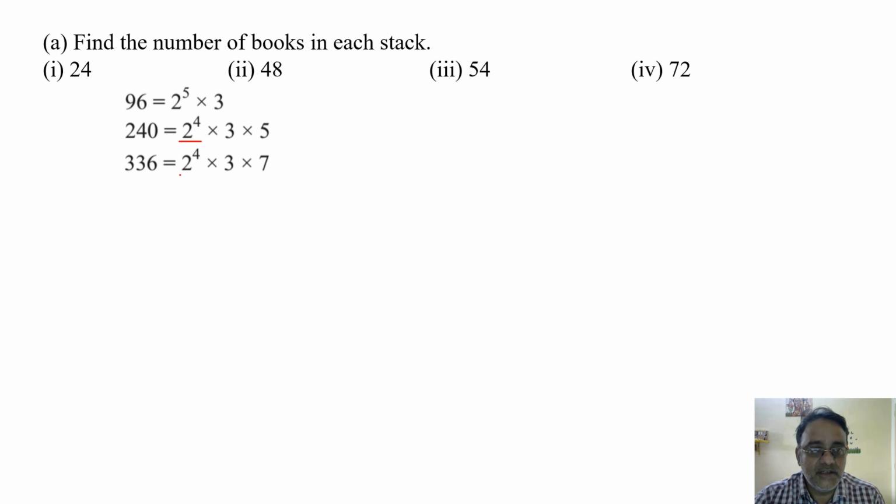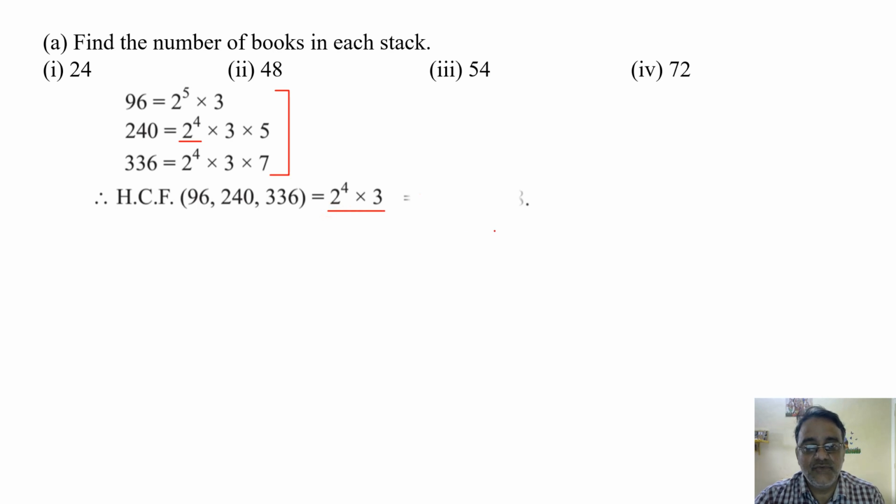Now the common factors of these 3 are 2 and 3, and for HCF we have to write all the common prime factors with the least power. What is the least power of 2? 4. And what is the least power of 3? 1. So 2 to the power 4 into 3, that is 16 into 3. So the answer is 48. Right. And the correct option is the second one. Right. So now we are moving toward the next question.